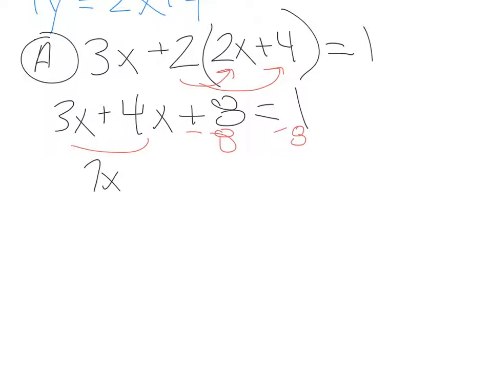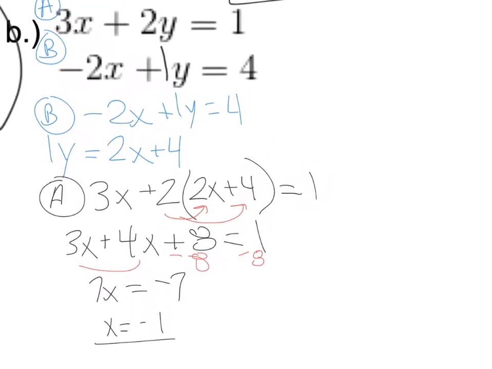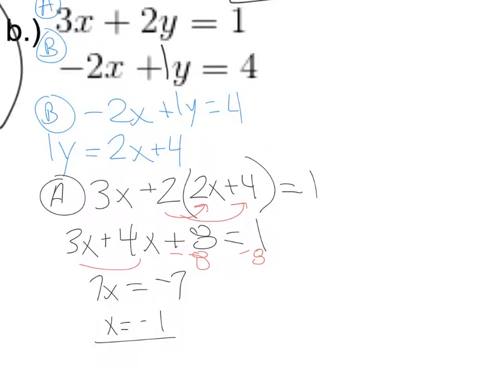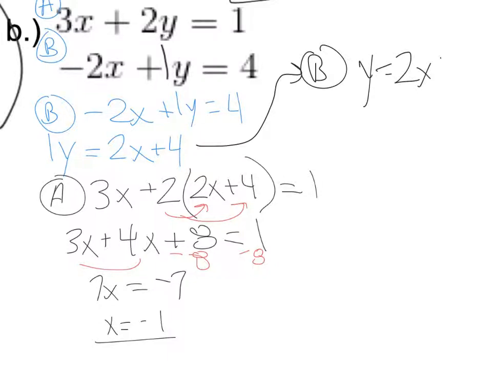Okay, so we're going to have 7x equals negative 7. And we divide by 7, and so x equals negative 1. Now with that we know what the value of x is, we're going to use this to solve for y. Now again, I'm going to go back to my part where I already solved for y. I mean, why do extra work if you don't need to, right? So we're going back to this equation B right here, where I had y equals 2x plus 4.